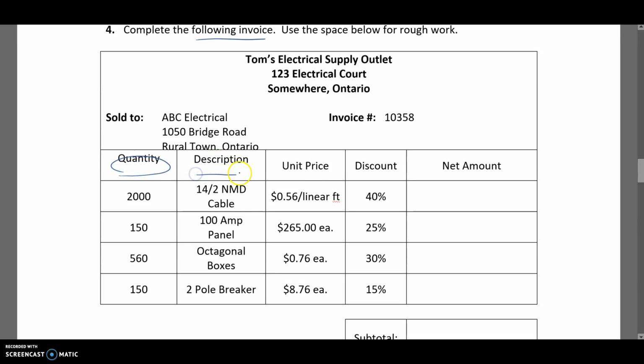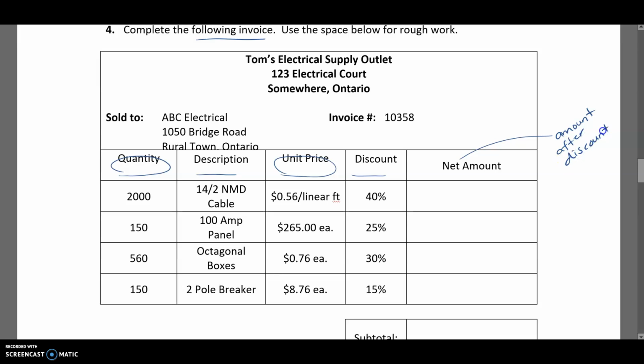In the invoice, we're given, for a number of different items, the quantity we're purchasing. We're told what the item is. We're told the unit price for the item, and we're also told the discount amount we're going to receive on the item. First, we're asked to calculate the net amount for each item. The net amount is the amount after the discount.